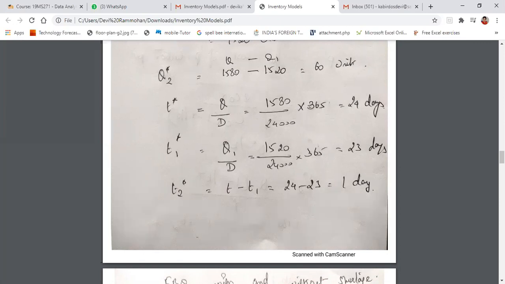So this is the EOQ model with shortage and without shortage. Okay, any doubt?